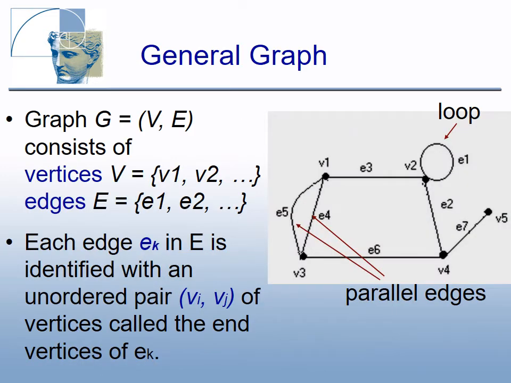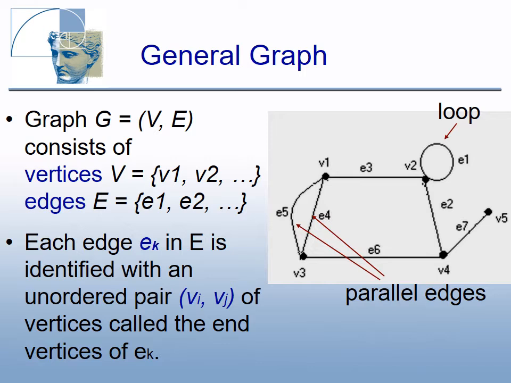A graph G consists of a set of objects V called vertices and another set E with elements called edges. Each edge in E is identified with an unordered pair of vertices. These vertices associated with the edge are called the end vertices of the edge. In the figure, the edge E1 having the same vertex as both its end vertices is called a self-loop.